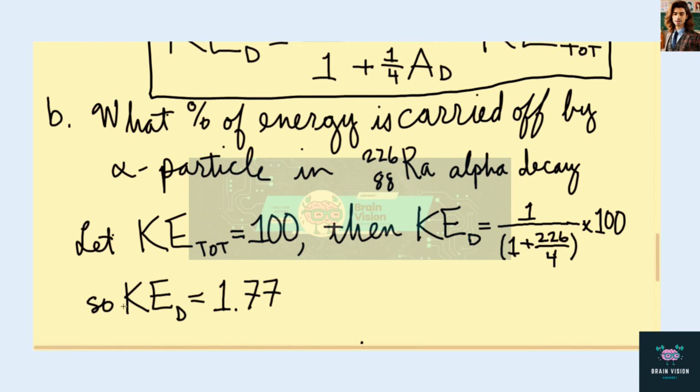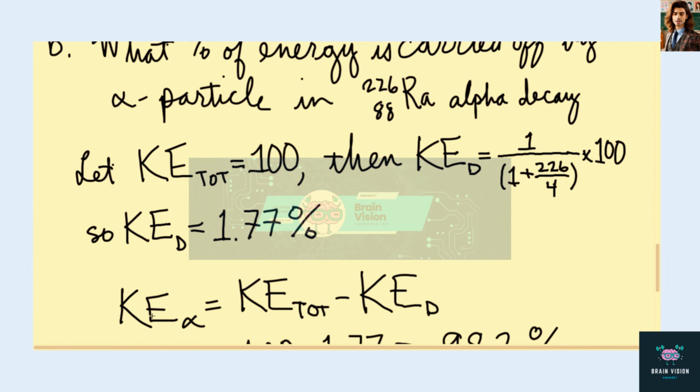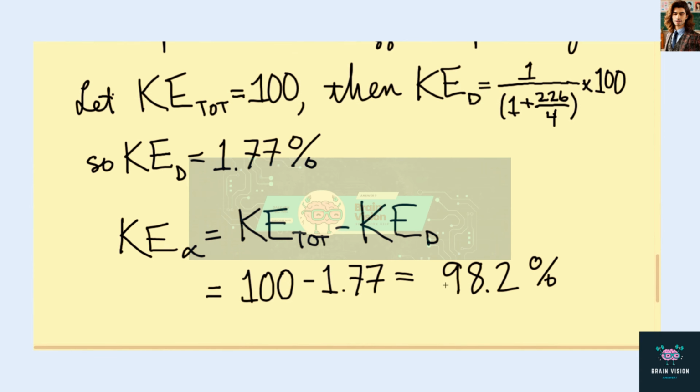If we plug in these values, we find that we are left with a value of 1.77% for the amount of kinetic energy carried off by the daughter. Well, we're asked for the amount carried off by the alpha particle. And since energy is conserved, the kinetic energy of the alpha particle must be the kinetic energy of the total reaction, which we've given a value of 100, minus the kinetic energy of the daughter, which we just determined as 1.77. Doing that subtraction, we're left with 98.2. And since I used a value of 100, we can give that a percentage. And that is our answer.